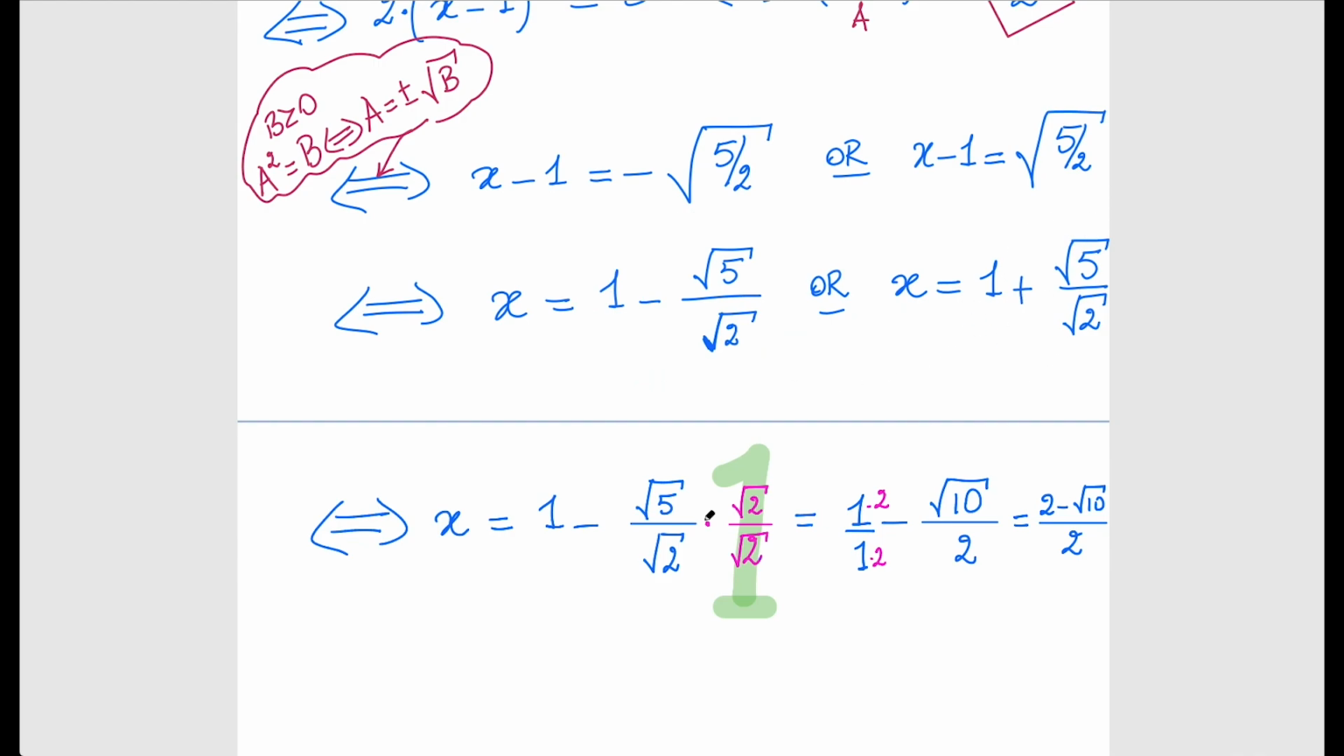I'm gonna rewrite that guy, but it's the same process. Instead of minus, I'm gonna have plus. So instead of this minus, I'm gonna have a plus. So x is gonna equal 2 plus square root of 10 over 2.